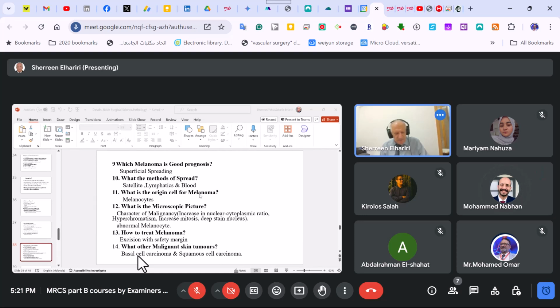How to treat melanoma? By excision. Excision and safety margin. Usually the safety margin, how many centimeters? Minimum 3 centimeters. No, 3 centimeters is impossible in the face. Of course, I mean, if it's a 1 millimeter melanoma, the margin will be 1 centimeter. Okay, all right. So, what other malignant skin tumors do you know?